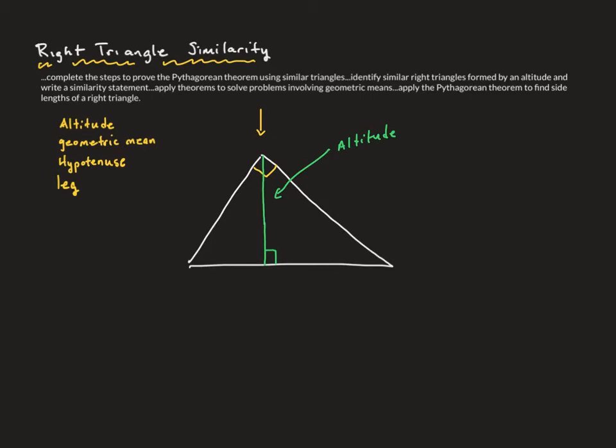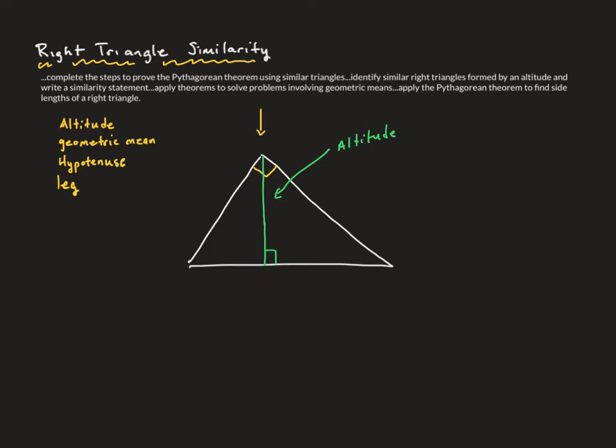So we want to be able to complete the steps to prove the Pythagorean theorem using similar triangles, and identify similar right triangles formed by an altitude and write a similarity statement, and then apply theorems to solve problems involving geometric means. And geometric means is going to be a relationship using this altitude. And then apply the Pythagorean theorem to find side lengths of a right triangle.